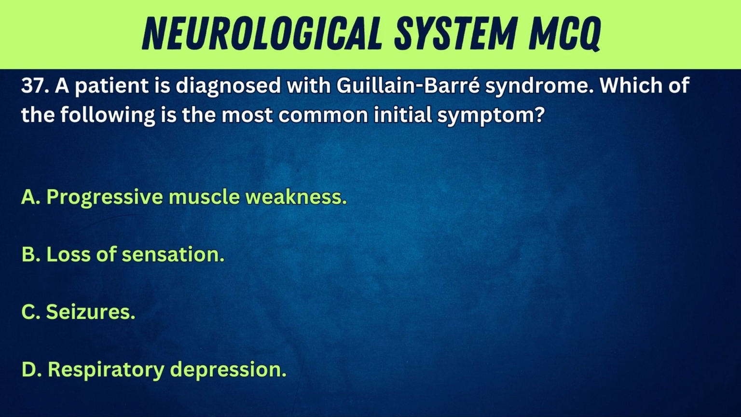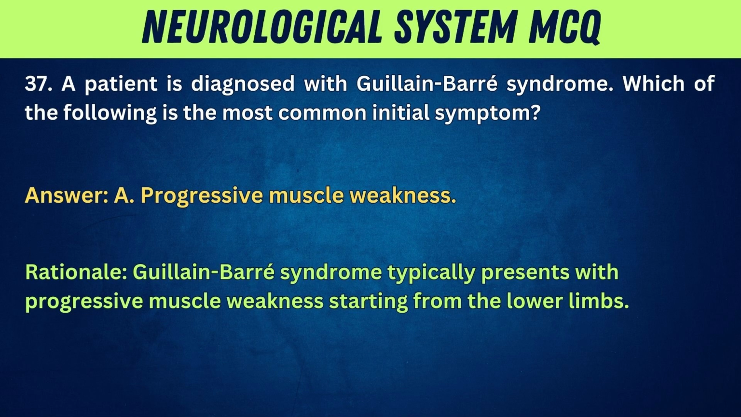A patient is diagnosed with Guillain-Barré syndrome. Which of the following is the most common initial symptom? A. Progressive muscle weakness. B. Loss of sensation. C. Seizures. D. Respiratory depression. Answer: A. Progressive muscle weakness. Rationale: Guillain-Barré syndrome typically presents with progressive muscle weakness starting from the lower limbs.